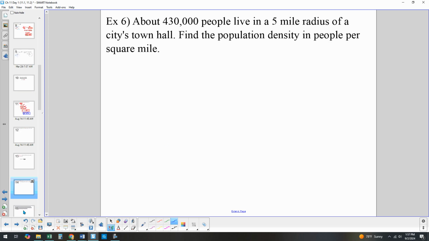So for example 6, about 430,000 people live in a 5-mile radius of a city's town hall. Find the population density in people per square mile. So our density will be the people divided by the area in square miles, and area is pi r squared. So I'm going to make sure I actually do the bottom first. So 5 squared is 25 times pi is 78.54.